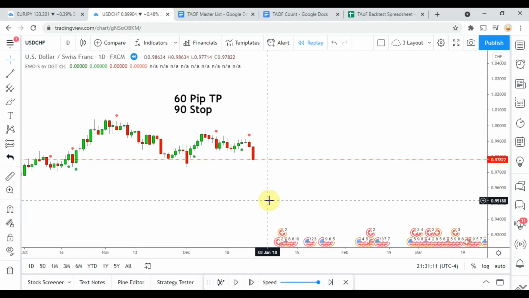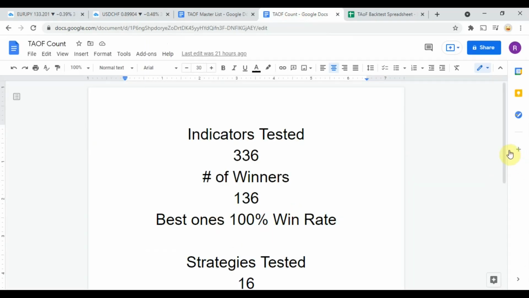Alright, as I said, today we will be testing the Elliott wave oscillator signals. Before we do though, I wanted to put the indicator scoreboard up for everyone to see.